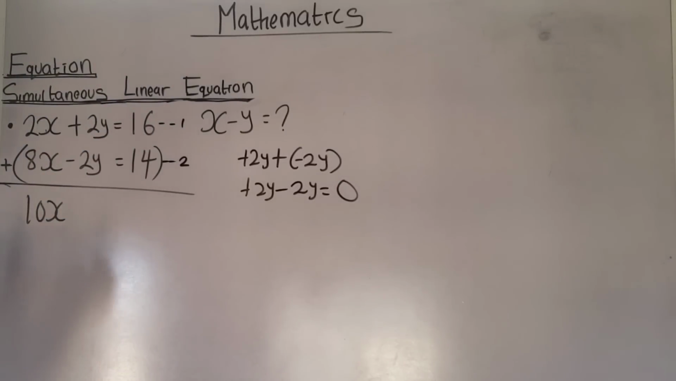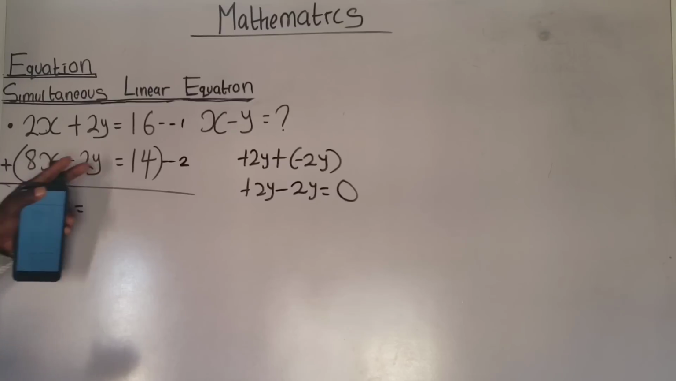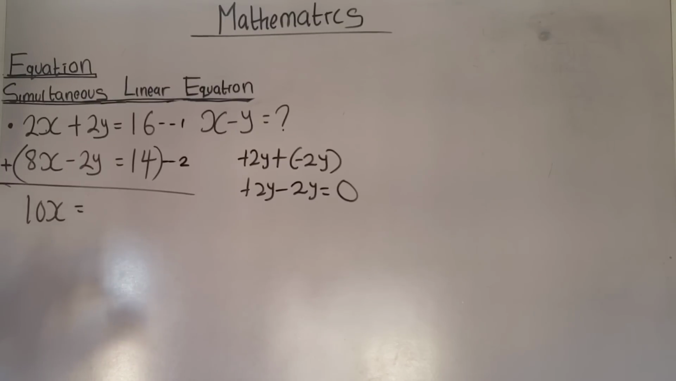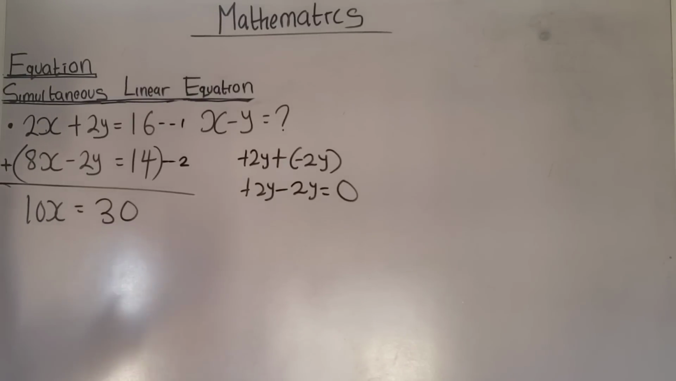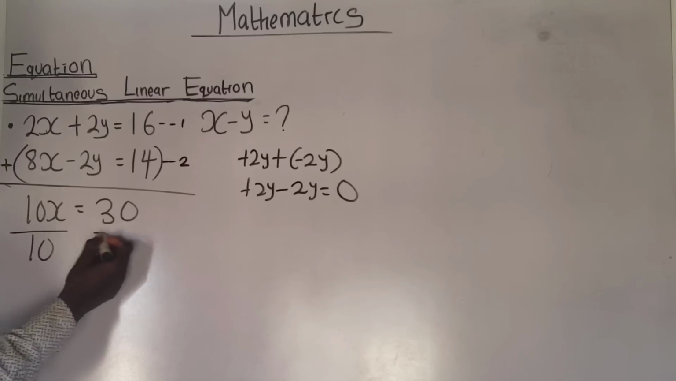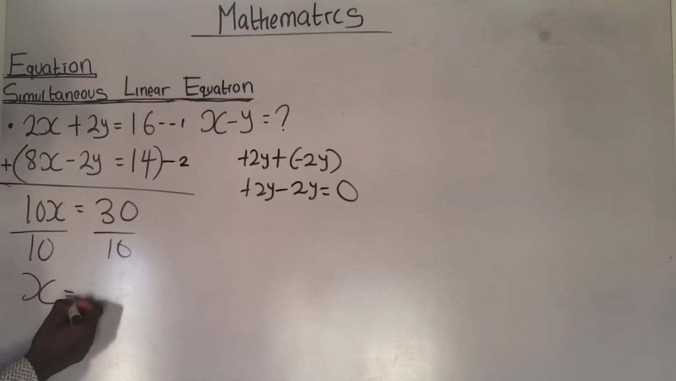In this case, I've already eliminated y. Now, go to the right-hand side of the equation. 16 plus 14 will give us what? 30. So I'm going to have 30. Now, I can get the value of x by dividing both sides by 10. So x is equal to 3.